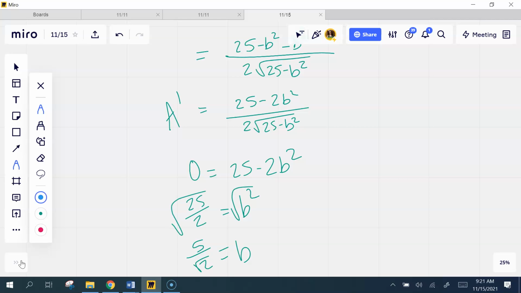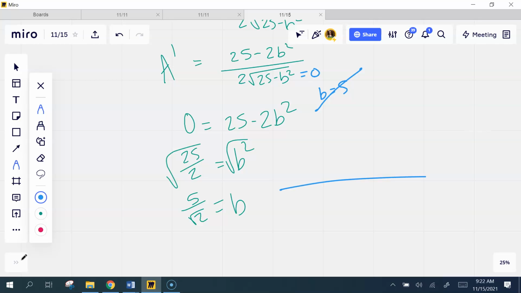Now remember, I need to check for undefined points because those are potential critical points as well. Undefined point where this equals 0, but yes, if I solve this for 0, I'd have b equals 5. But if I go back to my triangle, it can't be 5. Why? Because the hypotenuse is 5. So that solution makes 0 sense, so I eliminate it. Okay, but I still need to check. So the point that I am checking is 5 over the square root of 2, and I am just going between 0 and 5. It can't be any bigger than 5 because my hypotenuse is 5, right?